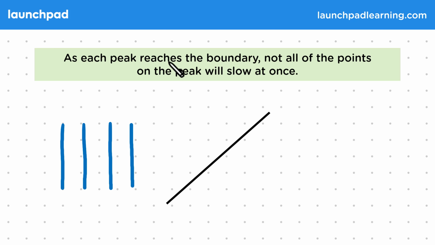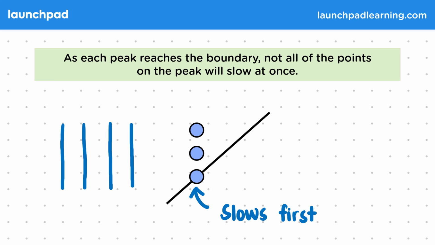Well, as each peak reaches the boundary, not all of the points on the peak will slow down at once. Let's imagine we're looking at 3 points on one of these lines as it moves towards the boundary. Now notice that these won't reach the boundary at the same time. The bottom point will cross the boundary before all of the others. If the wave is going to travel more slowly in the new medium, then this point will slow down first.